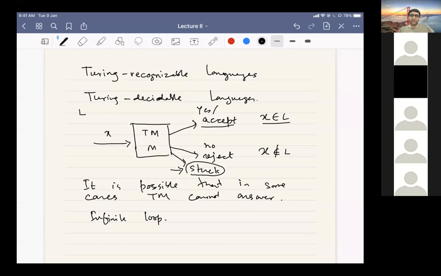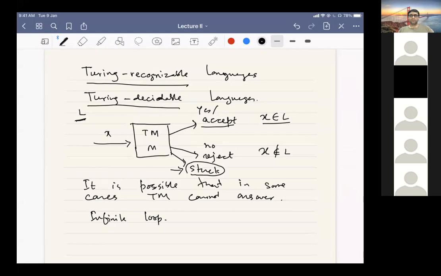So we say that for all such languages L, such that it is possible that the machine might go into an infinite loop or get stuck inside, we call those languages Turing recognizable languages. Okay, and all those languages L for which it is possible to construct a machine which never goes into an infinite loop, which always produces a yes answer or a no answer, are called Turing decidable languages. Is the difference clear to all of you?